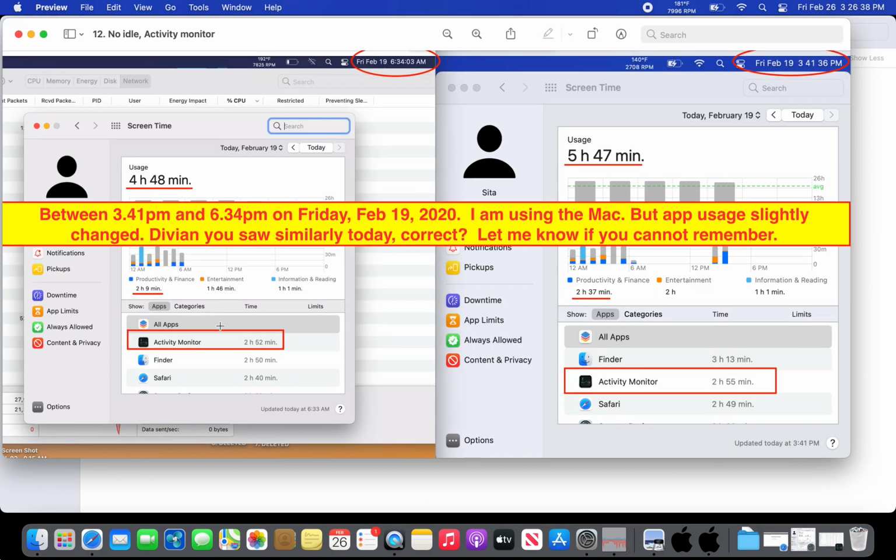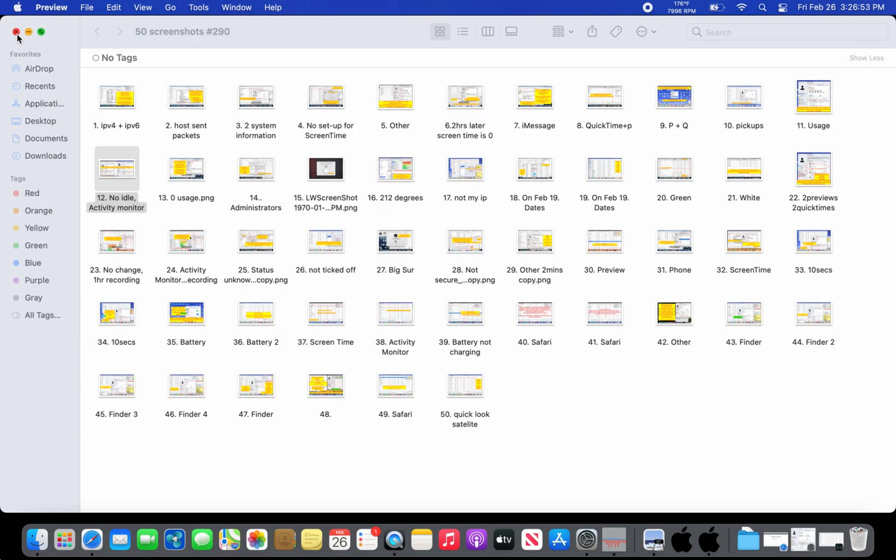This same thing here. Activity monitor, same thing. It doesn't move. I recorded for 1 hour, 1 hour of recording. And activity monitor, not in this screenshot, went up by 1 minute, and I had activity monitor in the back. Let me close that one.